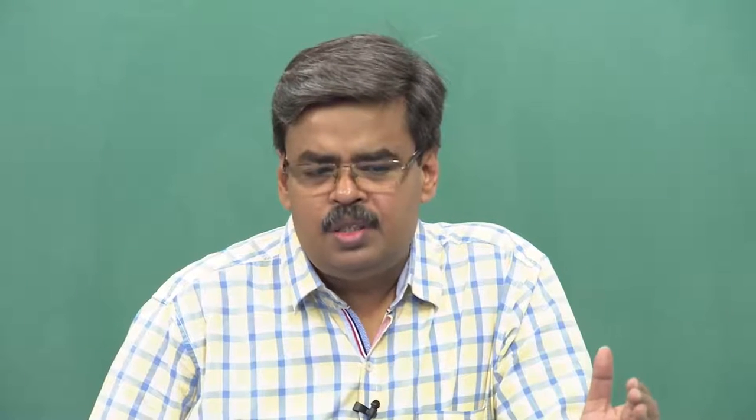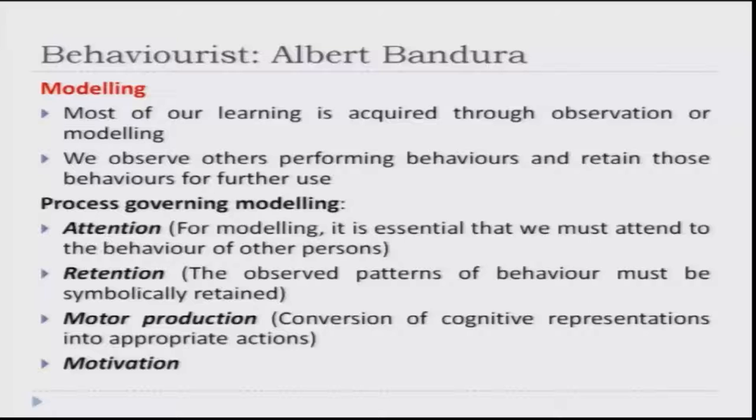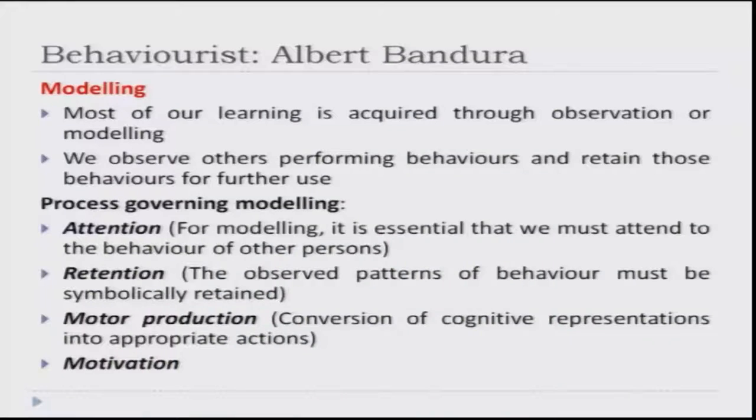Therefore, we observe the performance, we retain some of the observed behavior, and then we try to replicate it. Usually in a social context, the elder members of the family and the society appreciate and pass remarks, which give positive feedback to the growing child that he or she has been successful in modeling whoever he or she is trying to imitate. So, this was a major concept proposed by Albert Bandura, and according to him, there are four processes which govern modeling: attention, retention, motor production, and motivation.